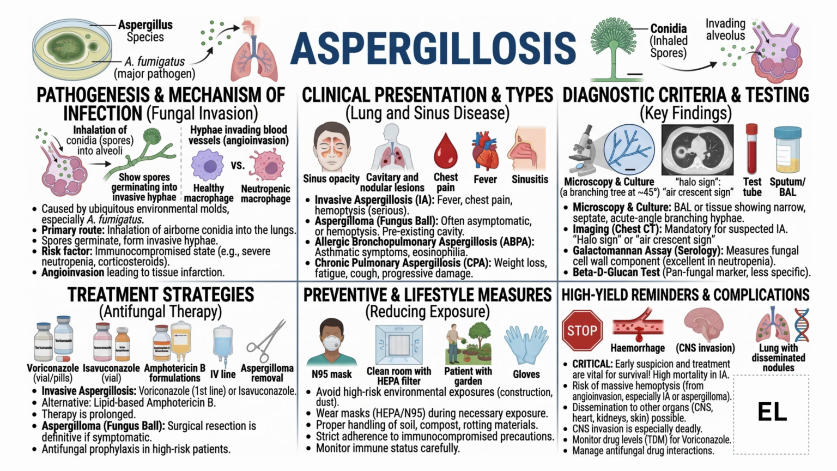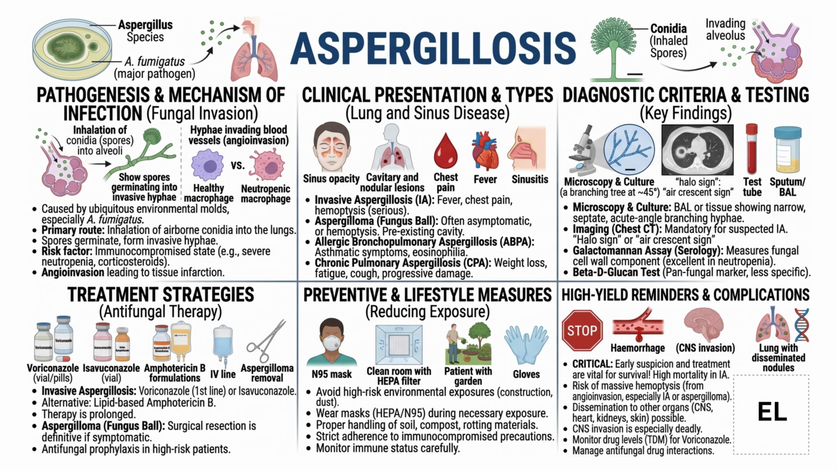Finally, let's go over some high-yield reminders and complications. One of the most important points is: early diagnosis and treatment are critical for survival. Invasive aspergillosis has a high mortality rate, especially if diagnosis is delayed. A major complication is massive hemoptysis due to angioinvasion of blood vessels. The infection can also disseminate to other organs, including the brain, heart, kidneys, and skin. CNS involvement is particularly dangerous and often fatal. When treating with drugs like Voriconazole, it is important to monitor drug levels and watch for drug interactions.